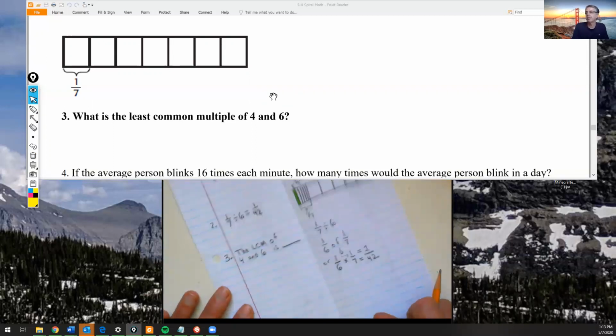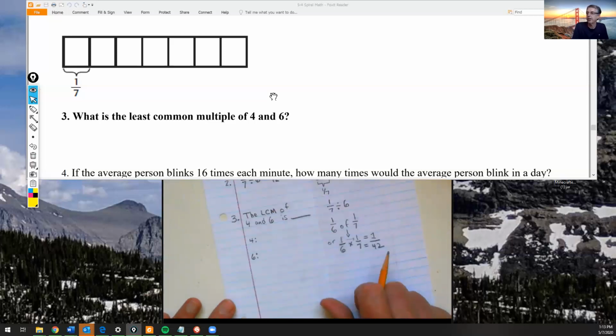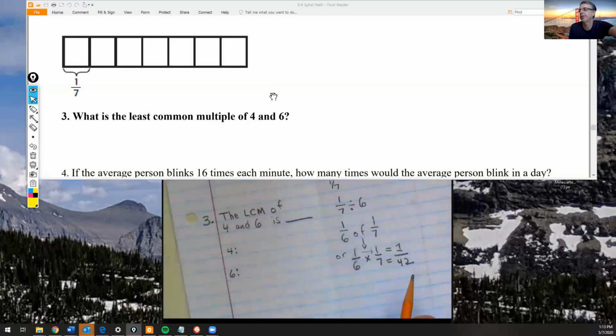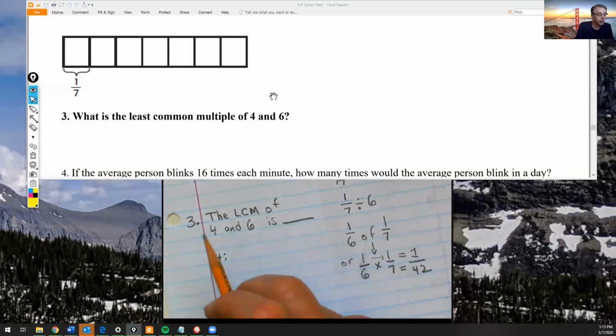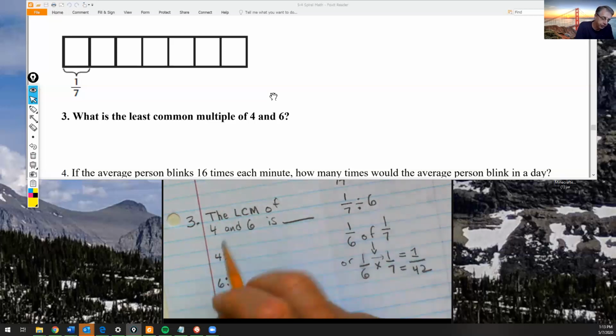To find the least common multiple, I need to make some multiples of 4 and 6. And when I have one that's the same, the first one that's the same is my least common multiple. So what I'll do is I'll zoom in a little more, and I'll take a look. I'll do the first 5 multiples of 4.